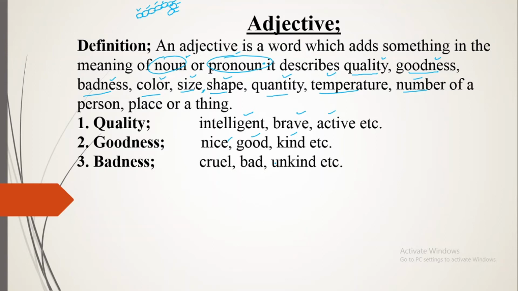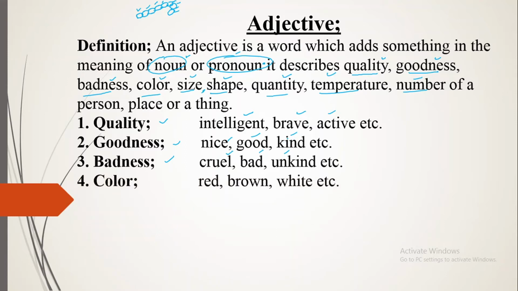After that, badness: cruel, bad, and unkind. That is known as badness. I say he was a cruel leader, he is a bad man, and my friend is unkind. Over there, cruel, bad, and unkind are adding something in the meaning of noun and describing the badness. Actually, they are part of quality. In quality, we have got goodness and badness both. We have got good qualities as well as bad qualities.